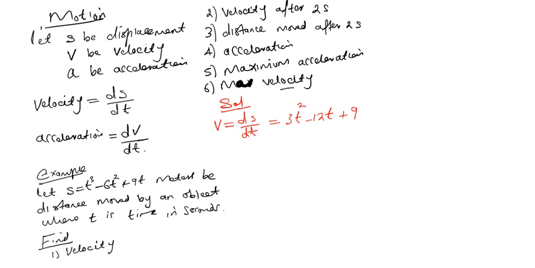The next question is: velocity after 2 seconds. So this is the second one, v after 2 seconds. v is equal to 3t squared minus 12t plus 9. The only thing that we need to do is to substitute t with 2. So this is 3 times 4 minus 12 times 2 plus 9. So this is 12 minus 24 plus 9.